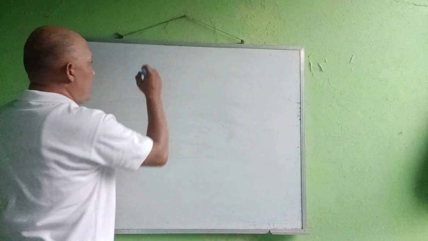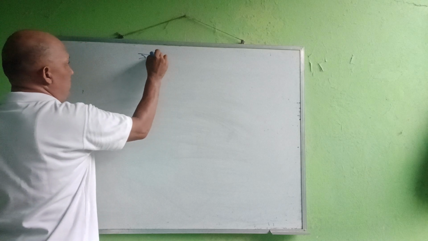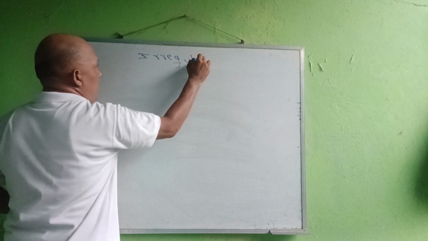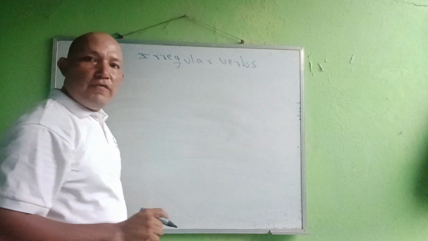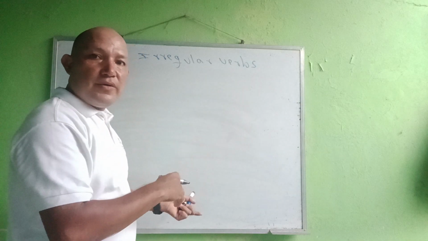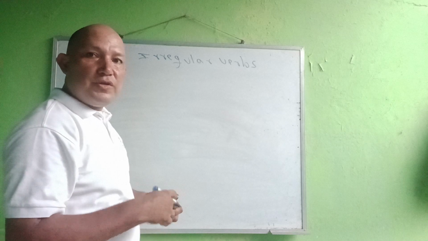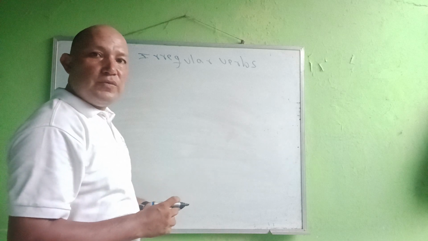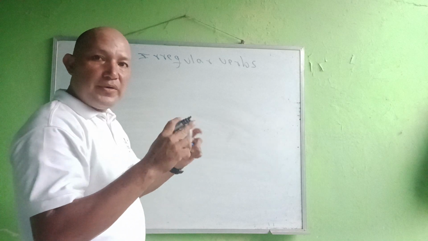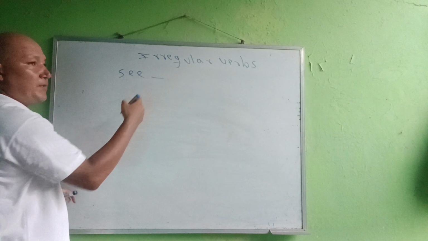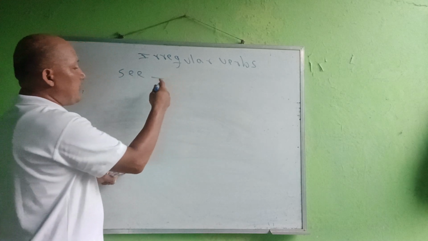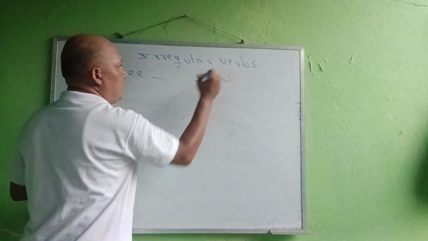For example, here I have some irregular verbs. I'm going to write only three irregular verbs for you to make a difference between regular and irregular verbs. If you understand, you will know how to make sentences with both verbs, okay? For example, the verb see is an irregular verb because its past tense is saw, okay?